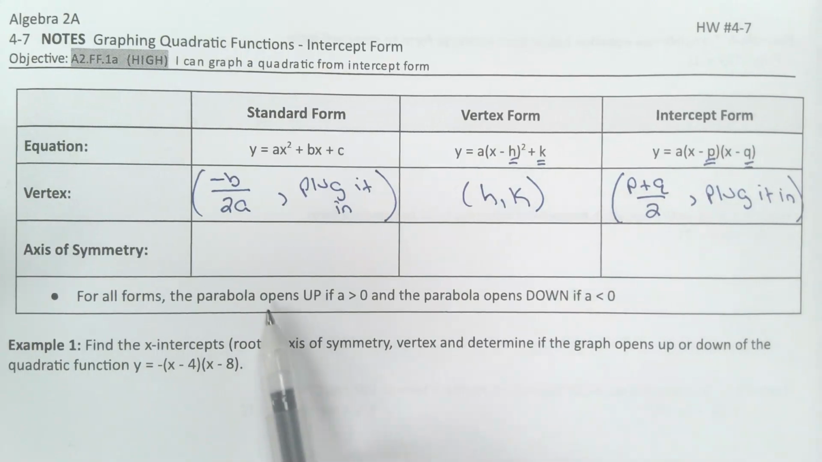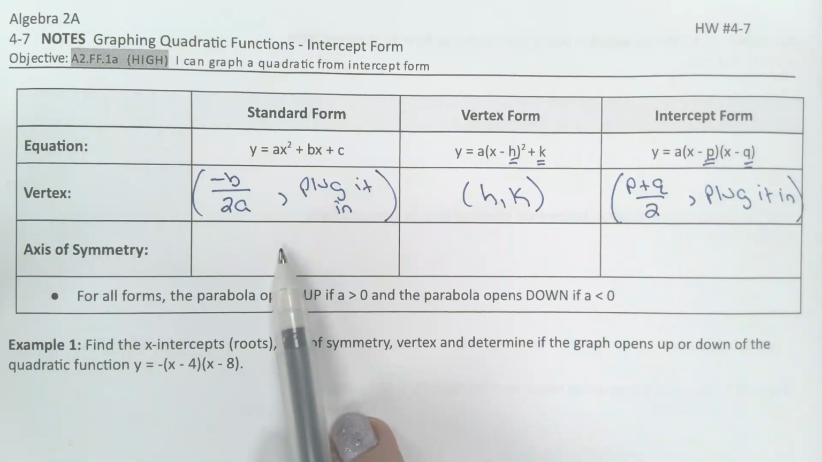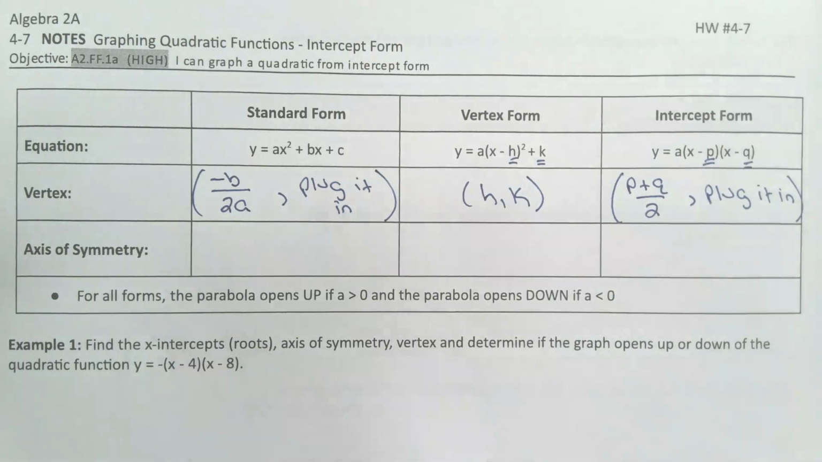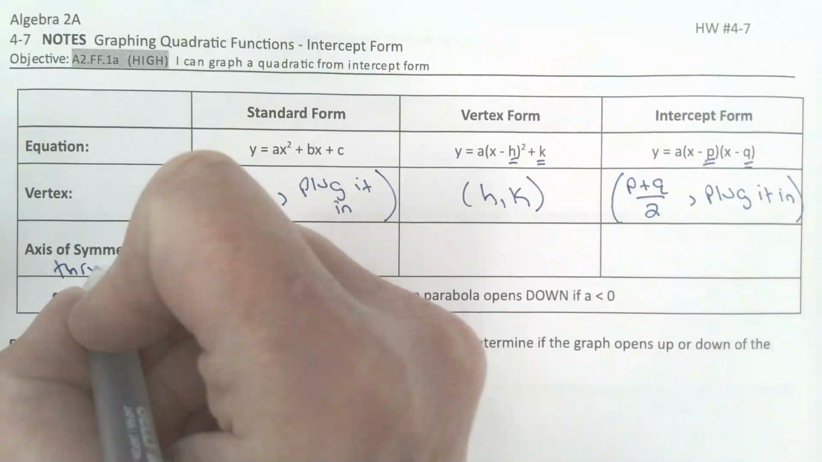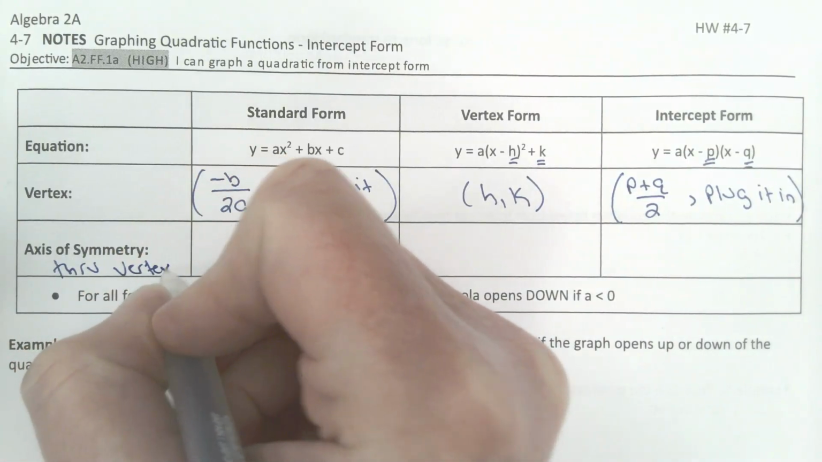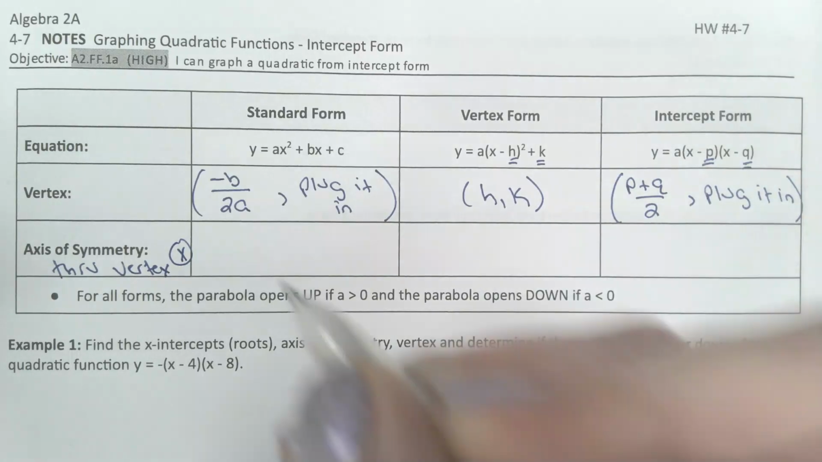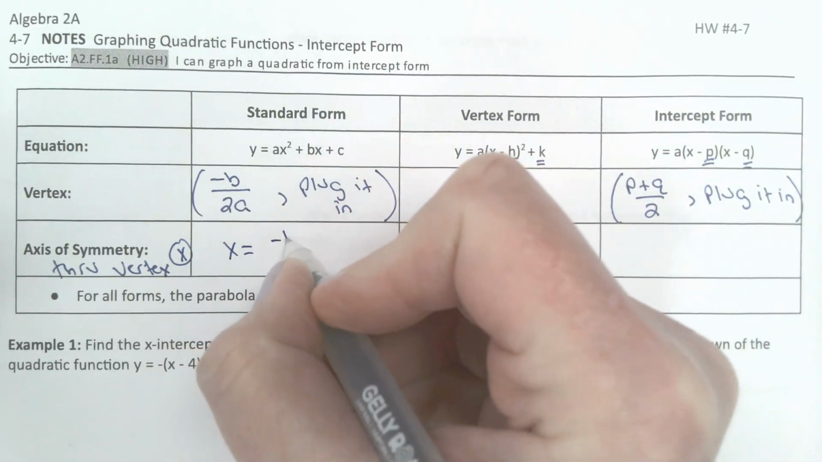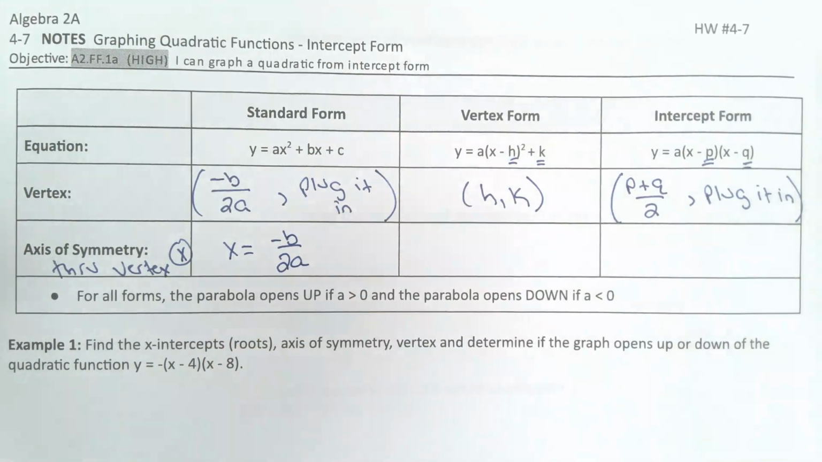So do you know what the axis of symmetry is from standard form? Where does the axis go through? The x line of the, say the V word, vertex. So it goes through the vertex, and it is the x line. So right here, it is negative b over 2a. It's the x coordinate. It's the line that goes through it.